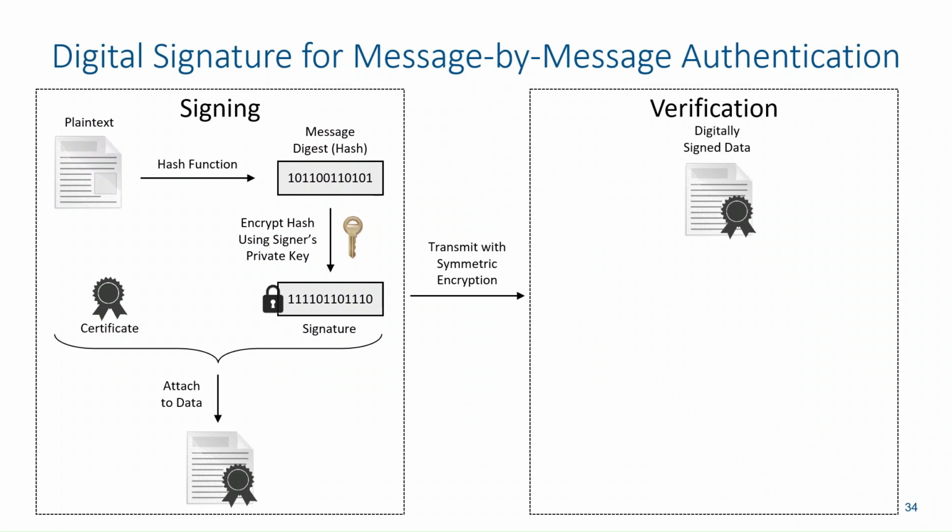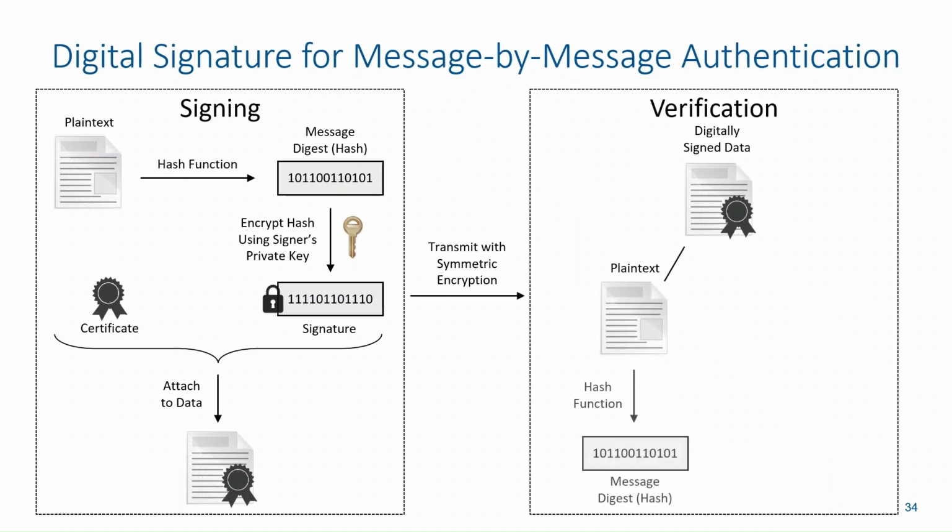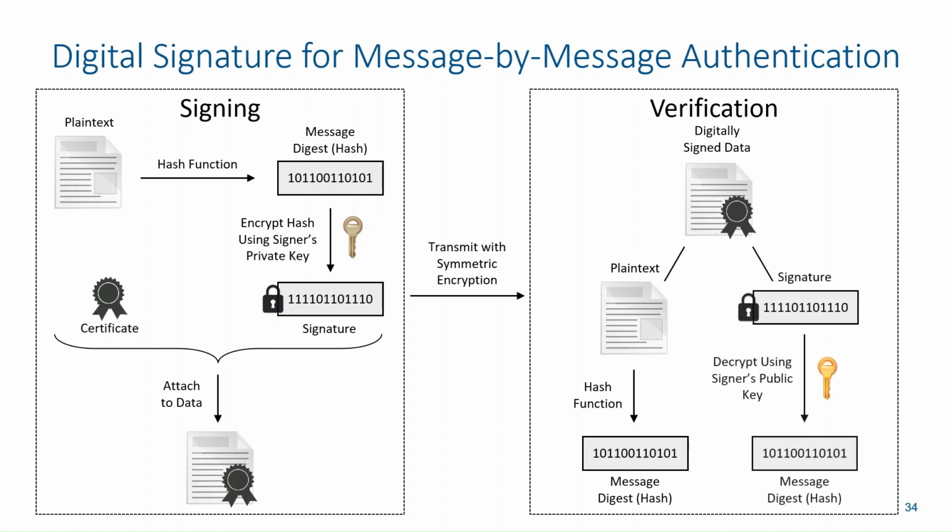So the receiver is going to receive the digitally signed data, and they're going to split out the plain text and run it through the hash function again to see if it generates the same message digest or hash. And then they're going to take the signature, and they're going to use the sender's public key to decrypt it and see if it generates the same message digest or hash. If the two of these are equal, we can assume that the person did sign their message, proving that this message did come from them.